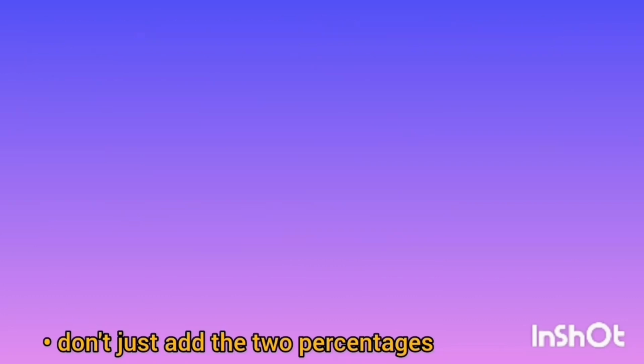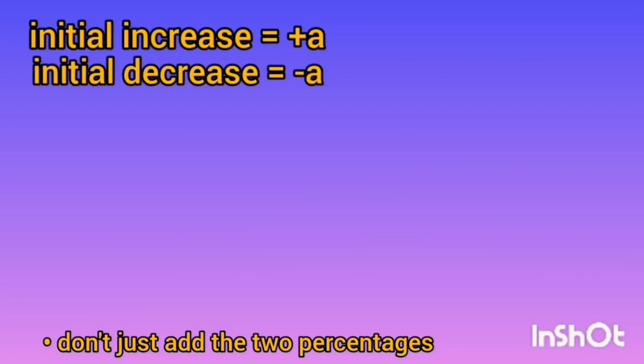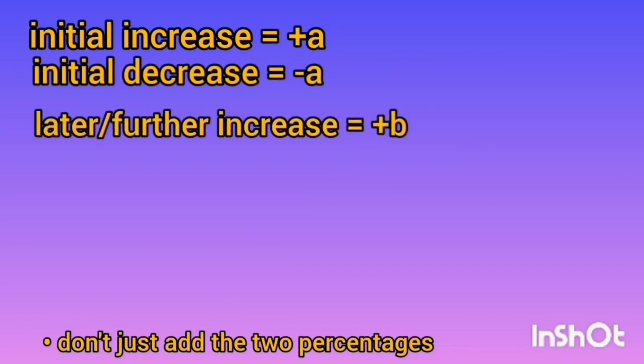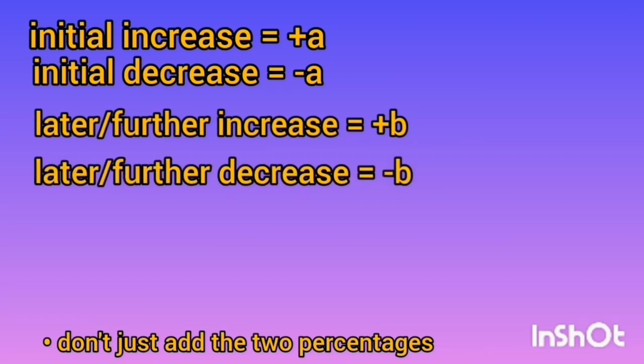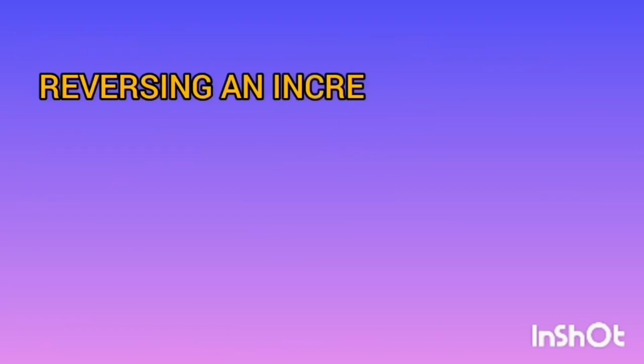Now, representing an initial increase with a positive A and an initial decrease with a negative A, and representing a later increase by a positive B and a later decrease by a negative B, we could find other scenarios with this formula. With all we've learned so far, let's now look at reversing an increase or decrease.